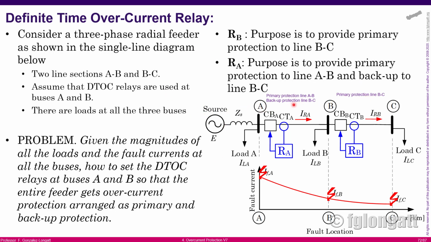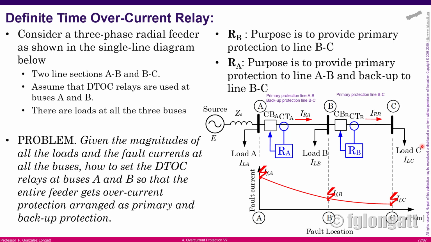We have two sets of transmission lines, and they are definite time overcurrent relays installed here, A, and here, B. They are current transformers here for the circuit breaker, and current transformers here for the next circuit breaker. They are loads here at A, B, and C.